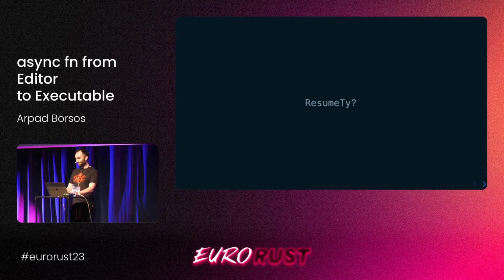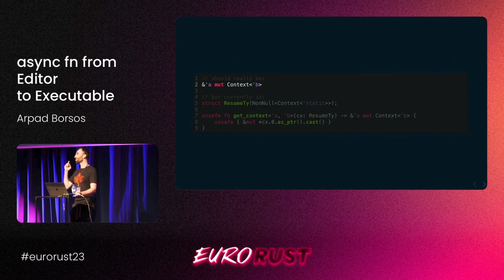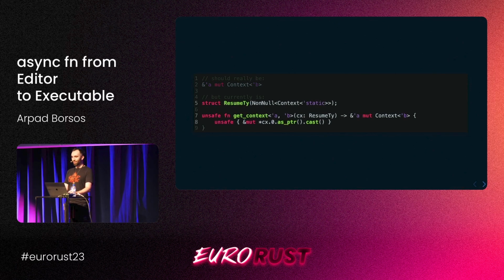And this resume type is also an interesting thing, because ideally, we would want to have the context here. But instead, we have the resume type and an associated unsafe getContext method, which is basically just a wrapper around the context, but without any lifetimes in it. And the lifetimes basically appear out of thin air using this getContext method.